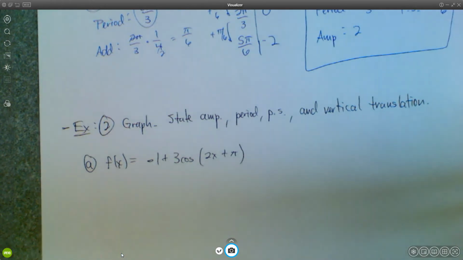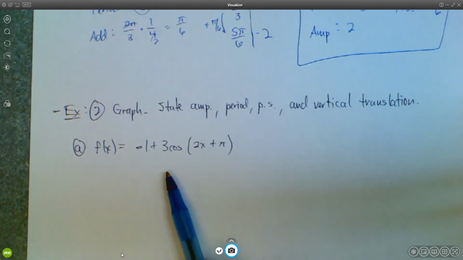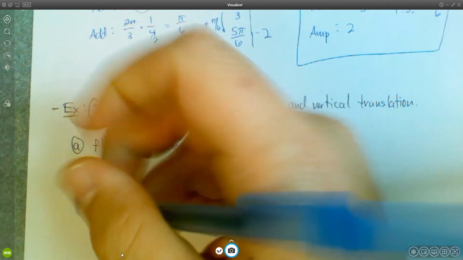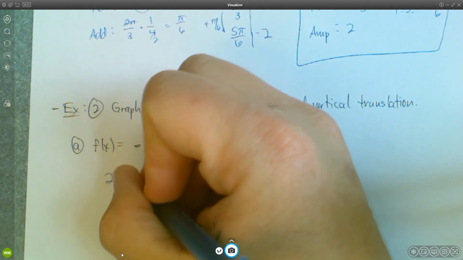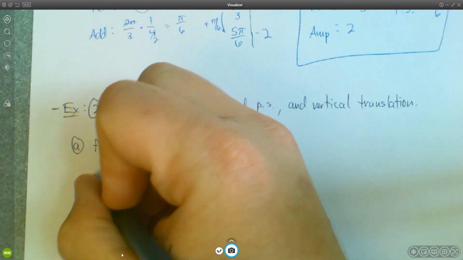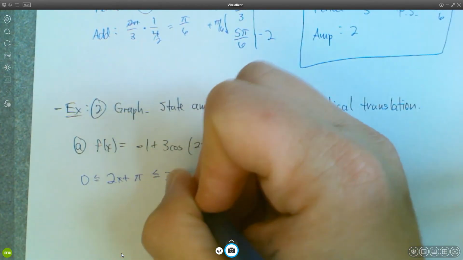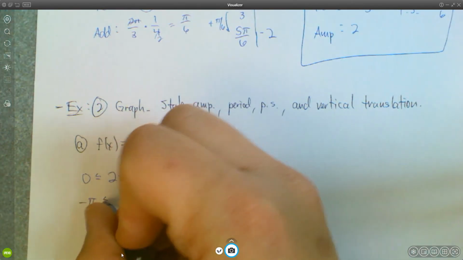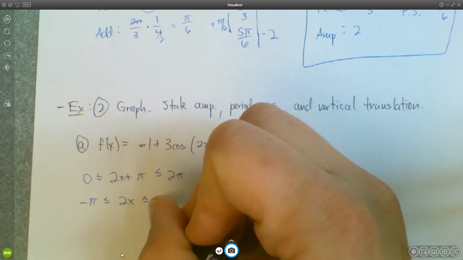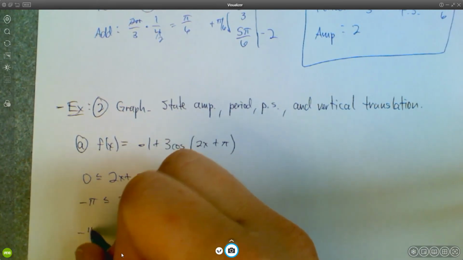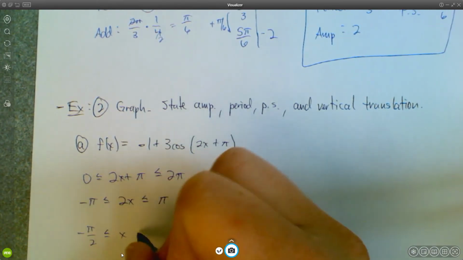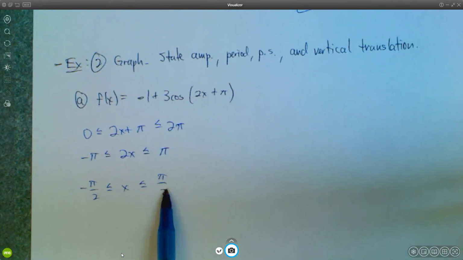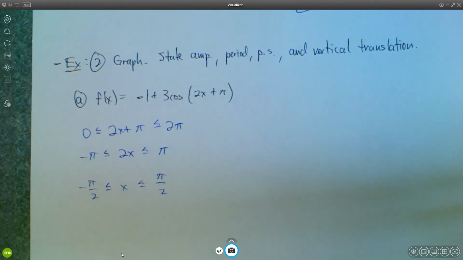All right, so these are about as complicated as they get. All right, so let's do this. We're going to start off the same way. I'm going to trap 2x plus pi between 0 and 2 pi, and then solve for x. So I should subtract pi first, and then divide by 2. Okay, so that gives me my starting and stopping points for my 5 special points.